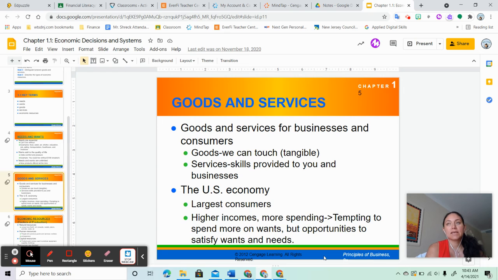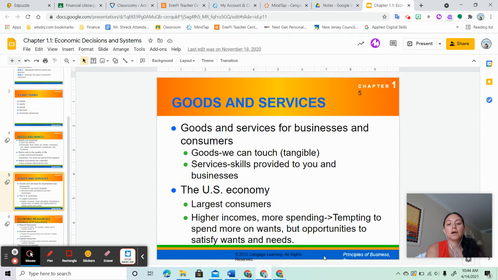A service is something that you pay somebody else to do for you. That's a service. Let's say I cut hair, I'm a hairstylist, I'm providing a service. If I groom pets, I'm providing a service. When you have cable at home, that's a service. Cell phone service, landscaping is a service. Those are just a few examples.